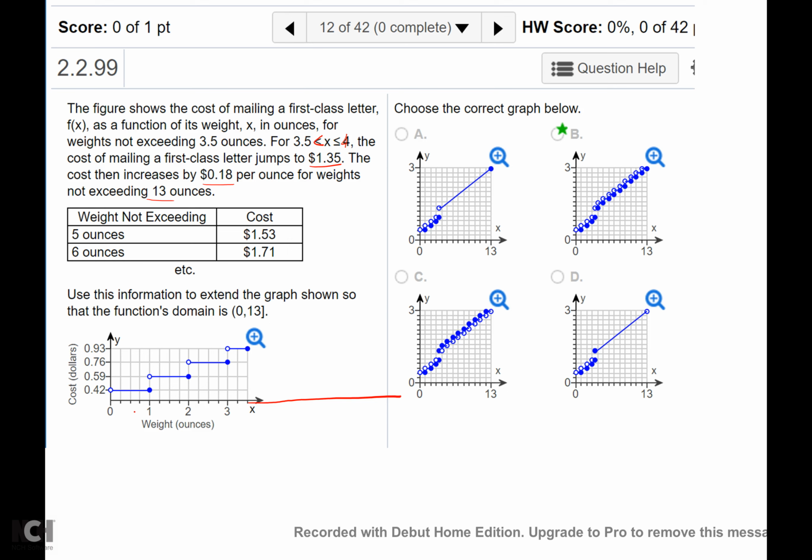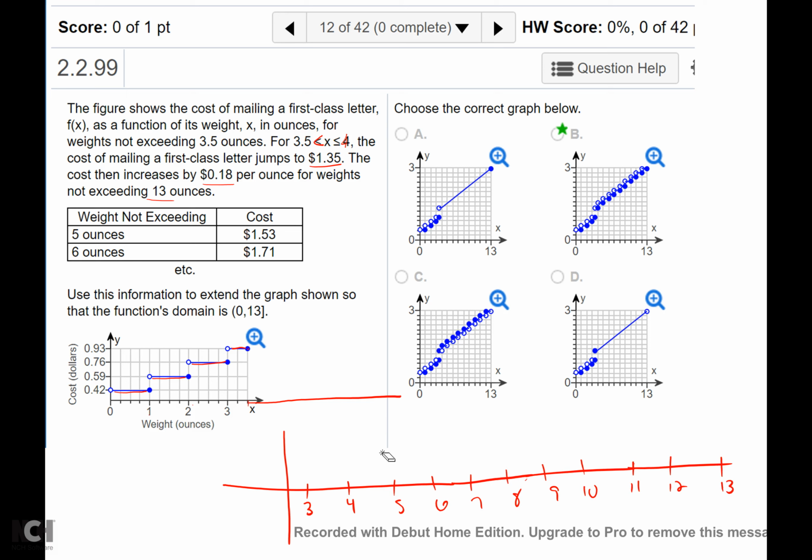So anything between 0 and 1 ounces costs you 42 cents. For anything between 1 and 2 ounces costs you 59. 2 to 3 ounces costs you 76. 3 to 4, which they're not extending here. Oh no, 3.5. Oh, I see. 3 ounces to 3.5 ounces is 93 cents. I get it. Okay, so if I extend this out, they've already done that much of it. Starting at 3, 4, 5, 6, then we go to 7, 8, 9, 10, 11, 12, 13.